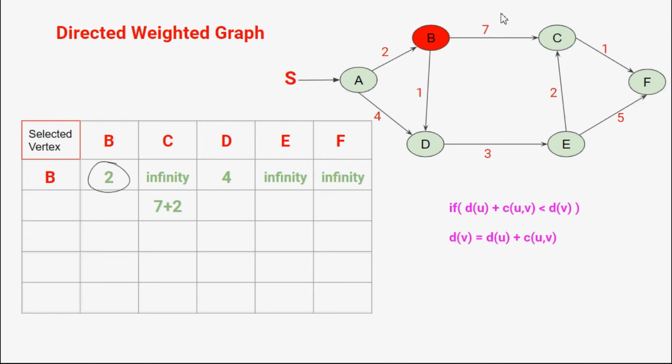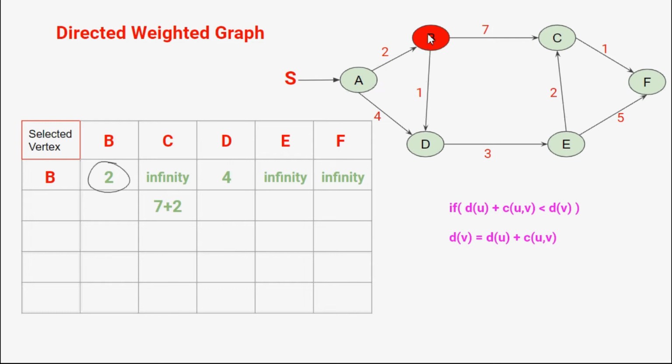If this comes out to be less than the initial cost of vertex V, then we need to replace it. This is what we have written: if distance of U plus cost of U comma V is less than distance of V, then replace it. Now 7 plus 2 gives me 9, and 9 is less than infinity. So that is why we need to replace it.